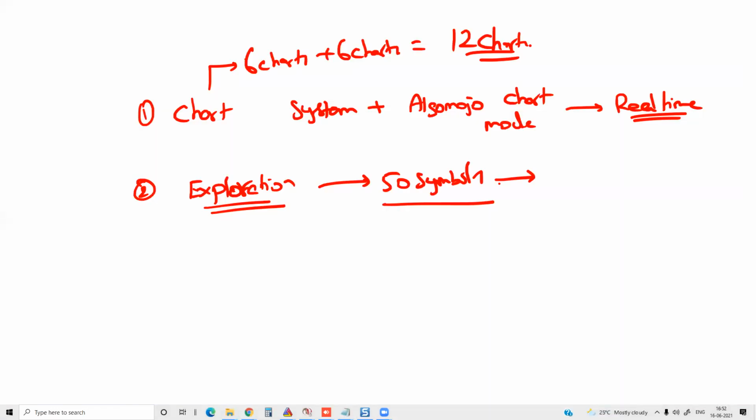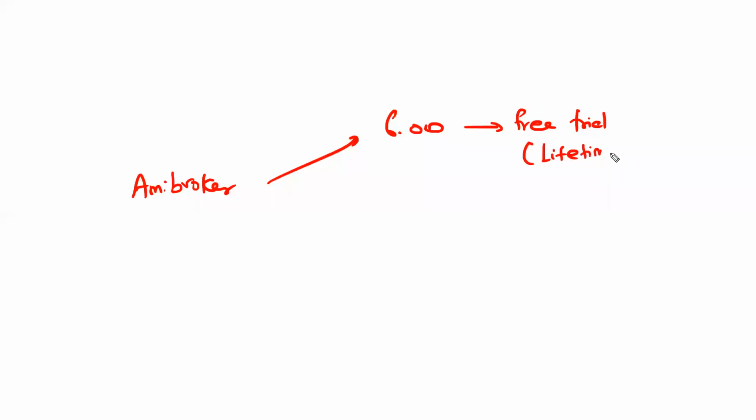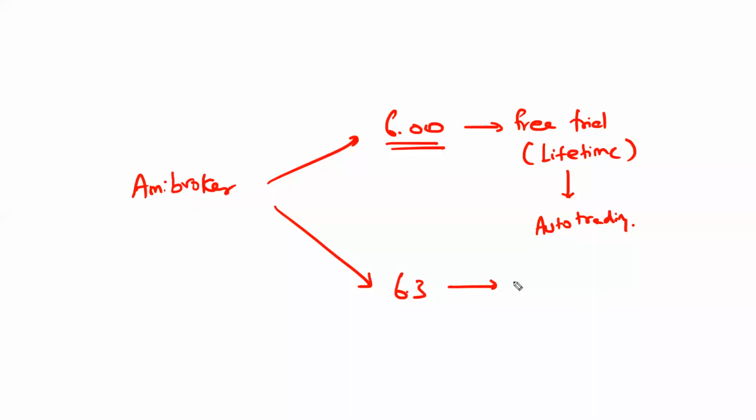Yes. There are two versions in AmiBroker. If you go to amibroker.com, one is the 6.00 version. This is a free trial. However, you can use it for a lifetime. It can be used for auto trading. Yes, you can do it. There is no time-based expiry for this 6.00 version. There is also a paid license version, 6.3. This is a paid lifetime license.